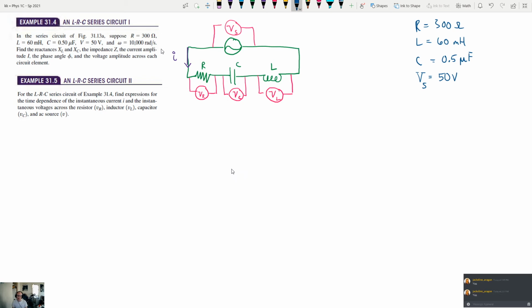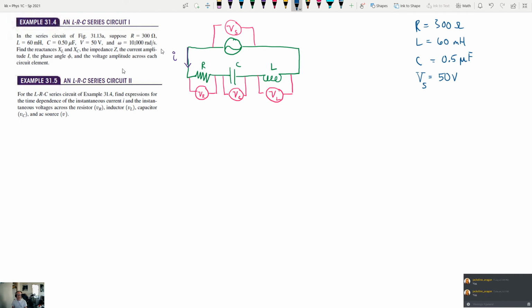All right, that's it. So we want to find, in order, XL, XC, impedance, current amplitude, which just means maximum current, phase angle phi, and the voltage amplitude across each circuit element.